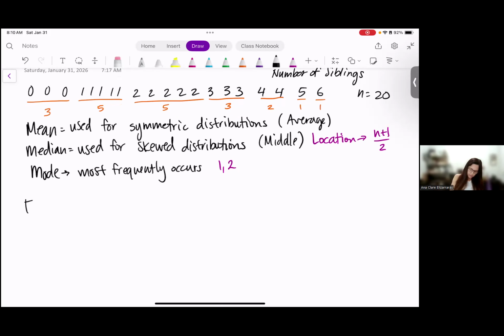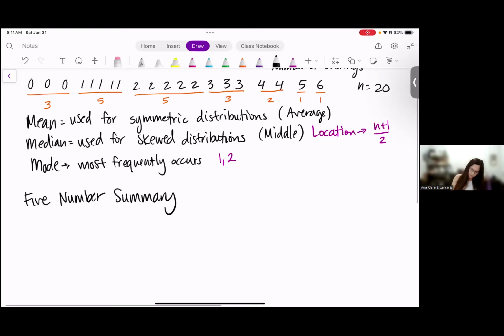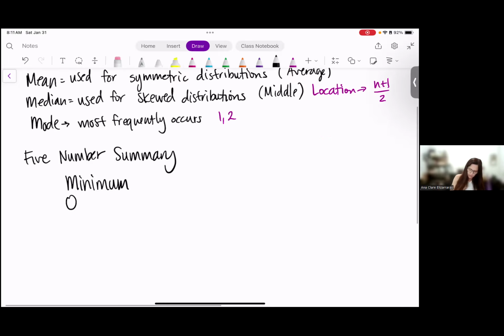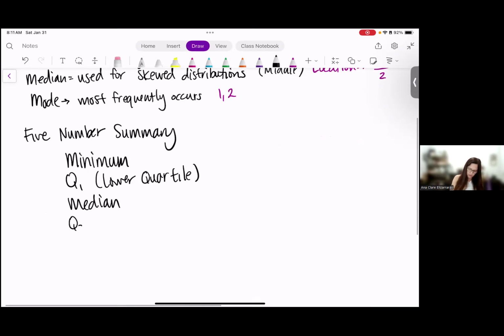The five-number summary is made up of 5 numbers: the minimum, the maximum, the first quartile, the third quartile, and the median, which is the middle. So the 5-number summary going in order: minimum, which is the lowest value, the first quartile, lower quartile is what we'll call it. You have the median, which is also the second quartile. You have the third quartile or the upper quartile. And then you have the maximum.